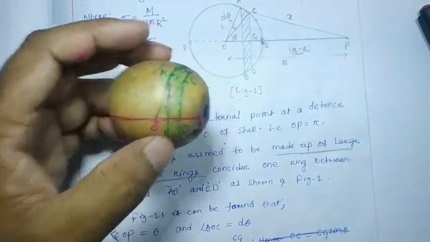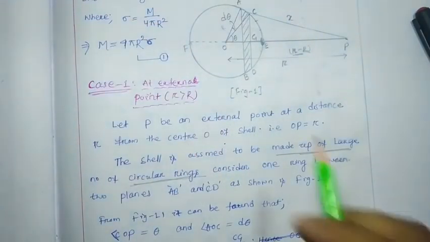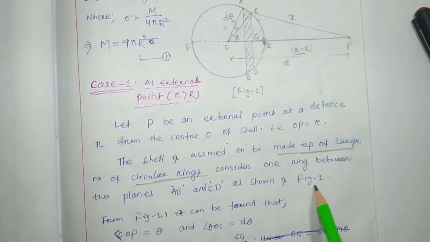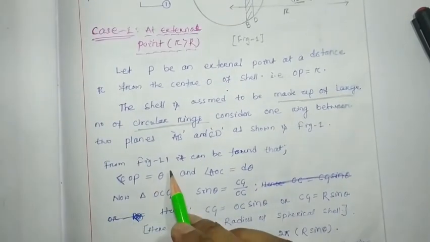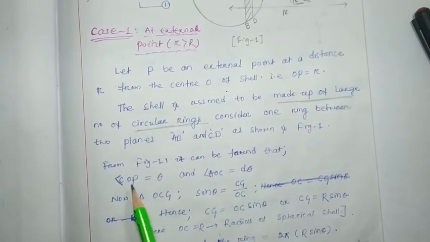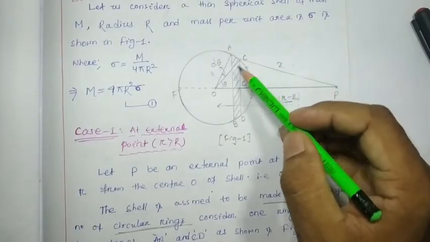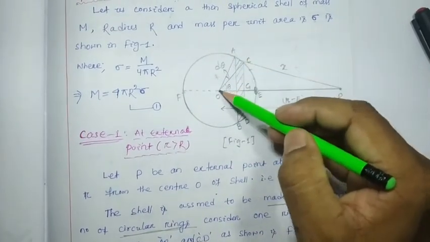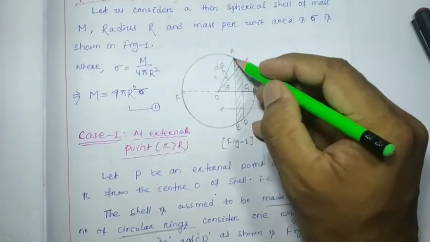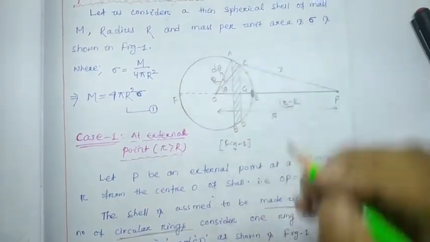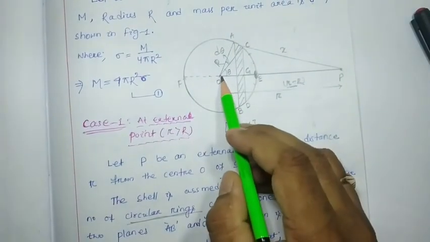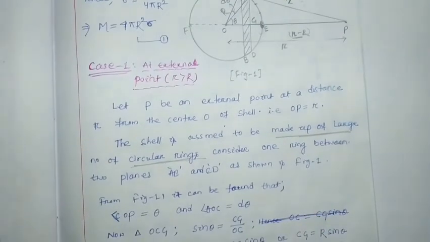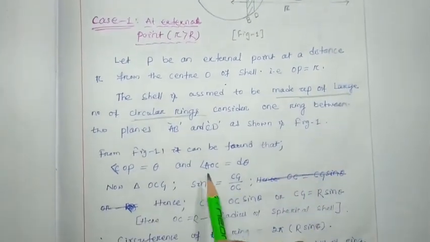Now, which is shown in figure 1, the two planes AB and CD are shown in figure 1. From figure 1 it can be found that angle COP equals theta. AOC is d theta. AO is the radius r, OE is also r, OC is also r, the radius of this hollow sphere.